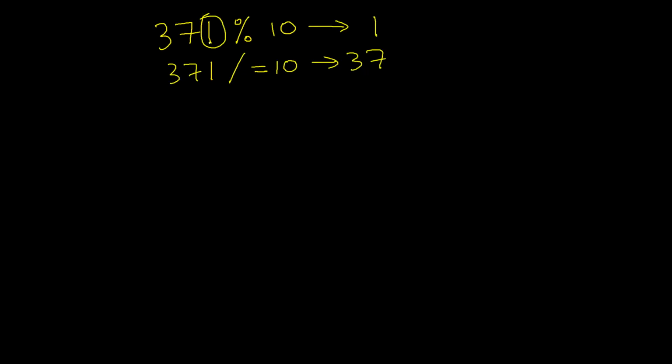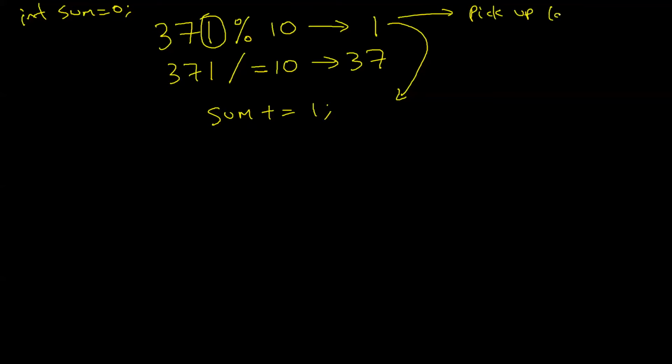So I'm basically picking one digit and I can add it into some value, that is sum plus equals 1, where sum is initially 0. It means that the last digit has been added, and then I'm removing it, right? Pick up the last digit, remove the last digit, add it to the answer.